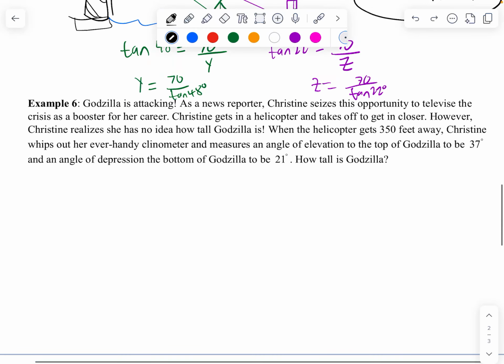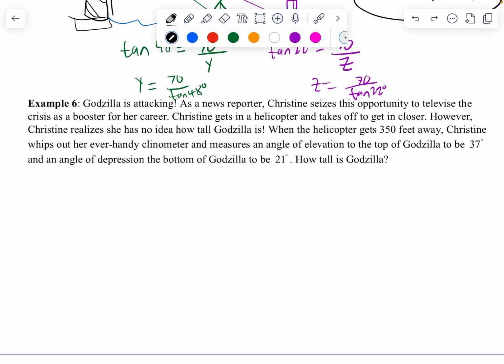Alrighty, Godzilla is attacking. The news reporter, Christine, seizes the opportunity to televise the crisis as a booster for her career. Christine gets in a helicopter and takes off to get in closer. However, Christine realizes that she has no idea how tall Godzilla is. So when the helicopter gets 350 feet away, Christine whips out her ever-handy clinometer and measures an angle of elevation to the top of Godzilla to be 37, an angle of depression to the bottom to be 21. How tall is Godzilla? So, a lot of words.